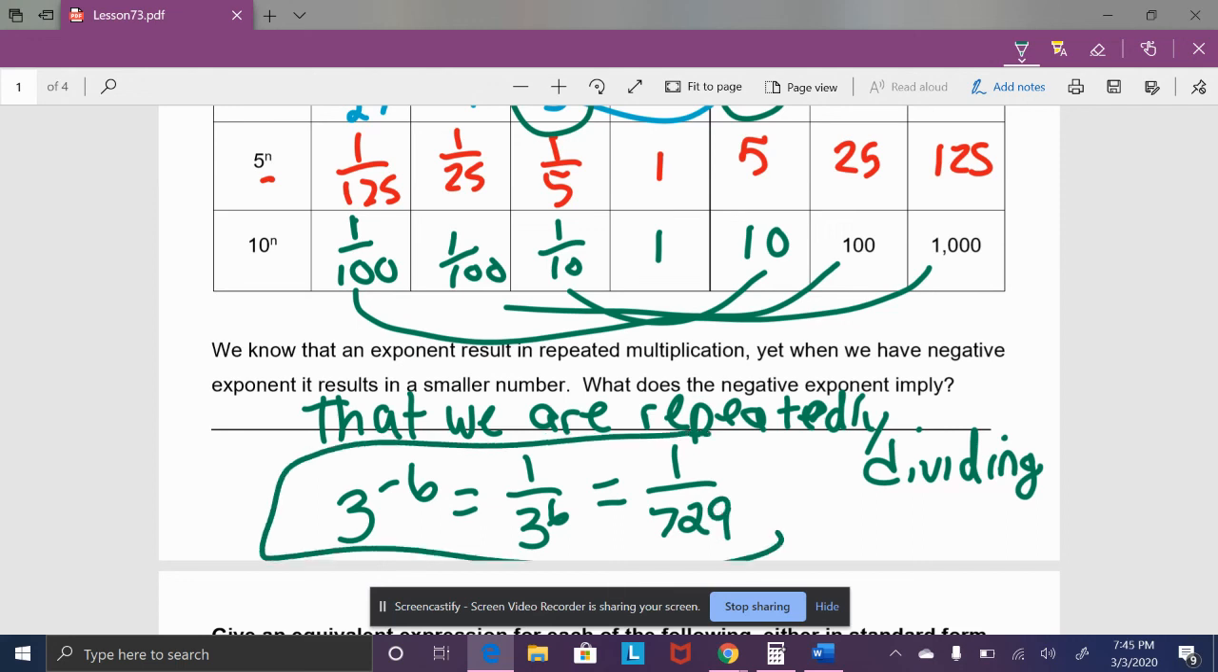So using this rule here, we're going to work on some problems and use the negative exponents to get your reciprocal answers. So work through these problems.